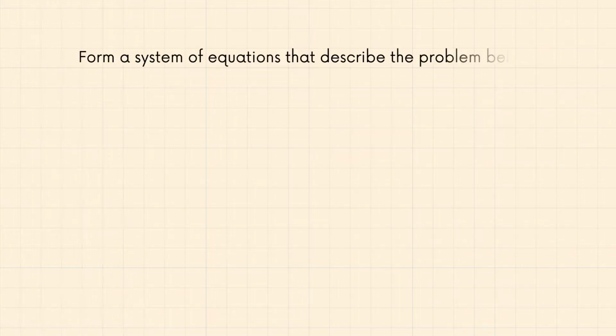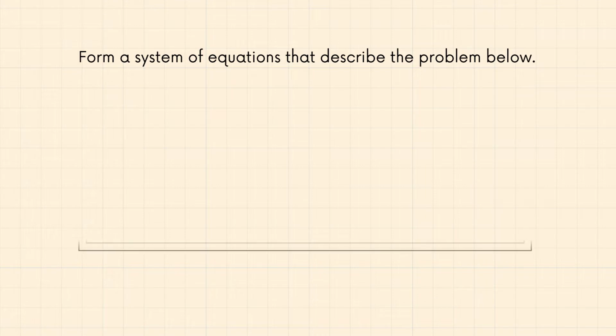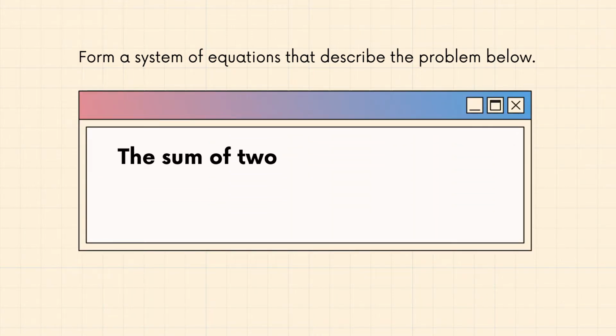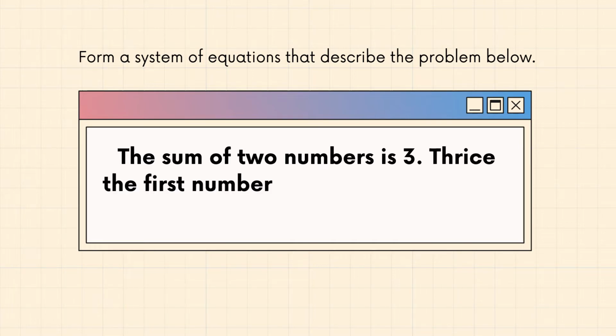Before we go further with our topic for today, let us first translate elementary mathematical sentences into mathematical equations. Form a system of equations that describe the problem below. The sum of two numbers is 3, thrice the first number plus twice the second number is 7.